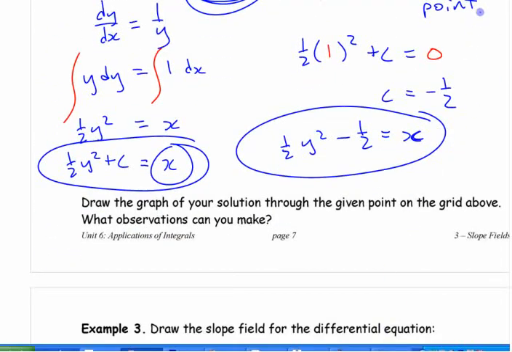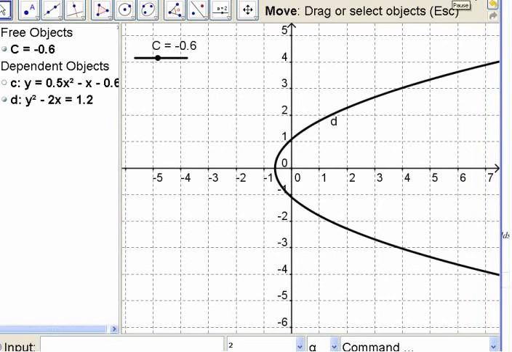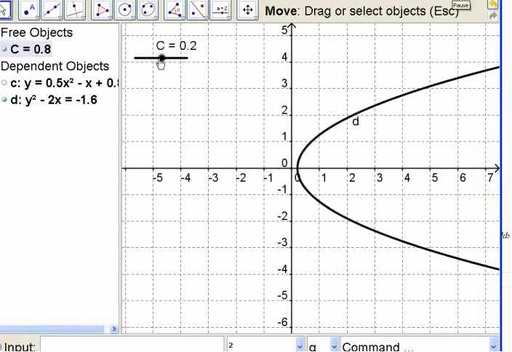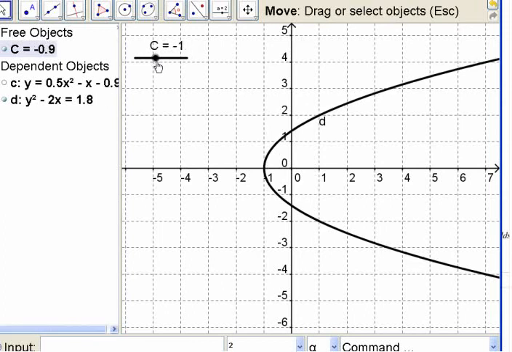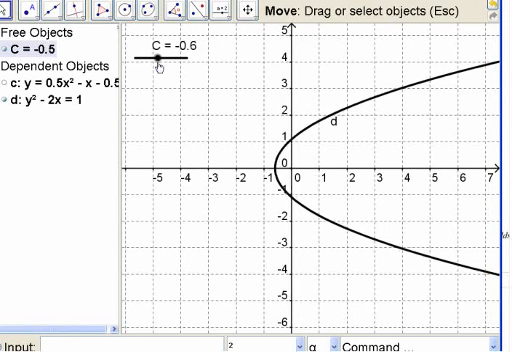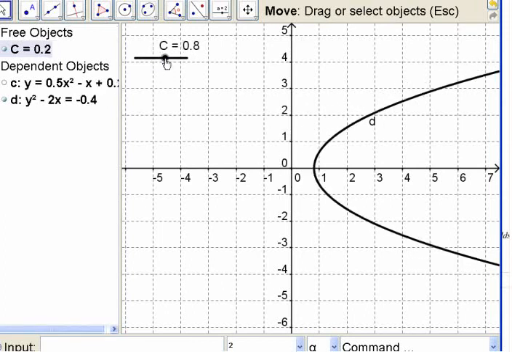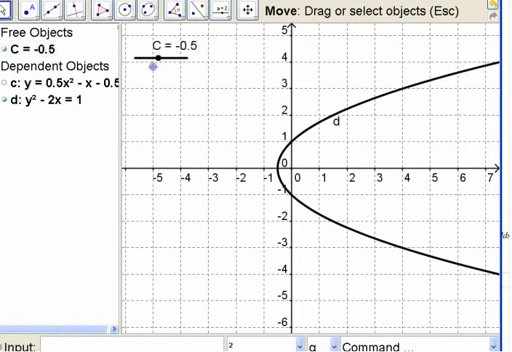Let me check if I can put that into GeoGebra and see if it'll graph that. Yeah, this is that family of curves. The specific one is this one here, where the constant is a half. Or I'm close, anyways. Okay, that's the specific one.